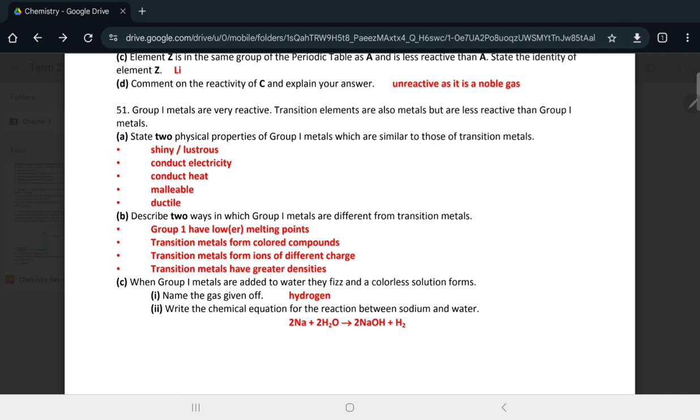State two physical properties of group 1 elements similar to transition metals. I repeat that this is a fancier way of saying what are the physical properties of metals. It's just a fancy way of saying just state any. They're shiny, conductors, malleable, ductile.